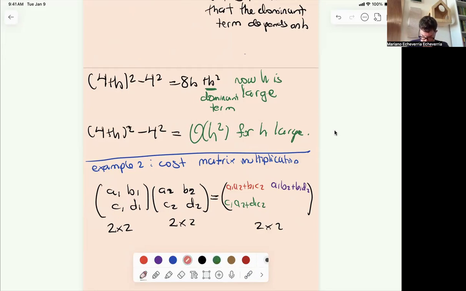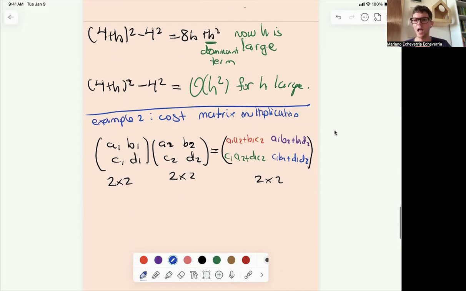And the last one, this one with this one, you get C1, B2 plus D1, D2. Is that okay? Those are the entries of the end result of multiplying two by two matrices.